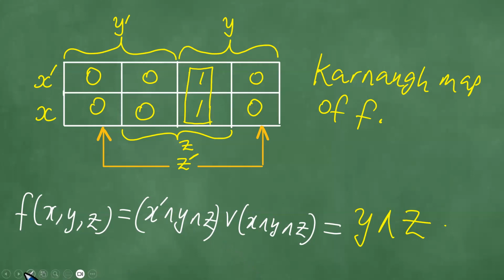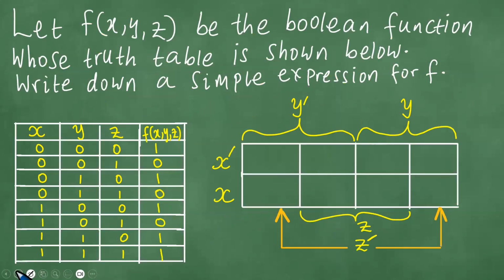So we look at the next point. In the next point here, we are looking at the following, but also we note that this one here is nothing other than the truth table of the function of three variables, x, y, and z. Let f of x, y, and z be the Boolean function whose truth table is shown below. Write down a simple expression for f.